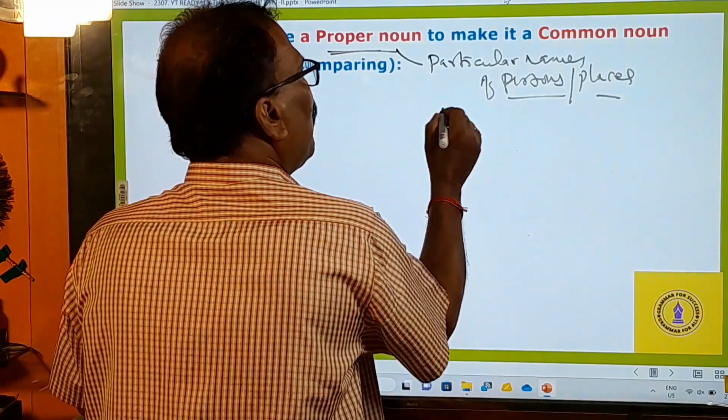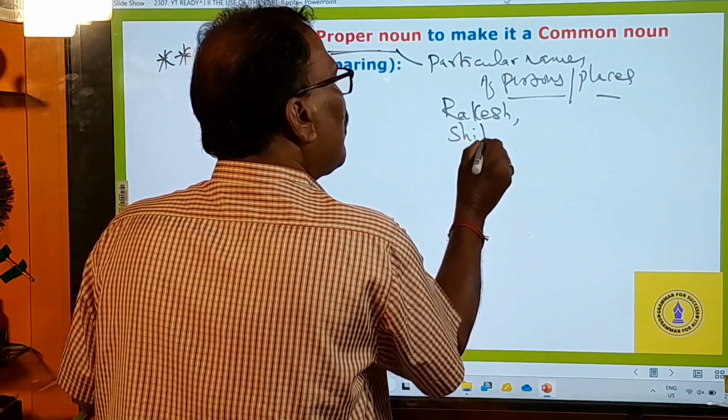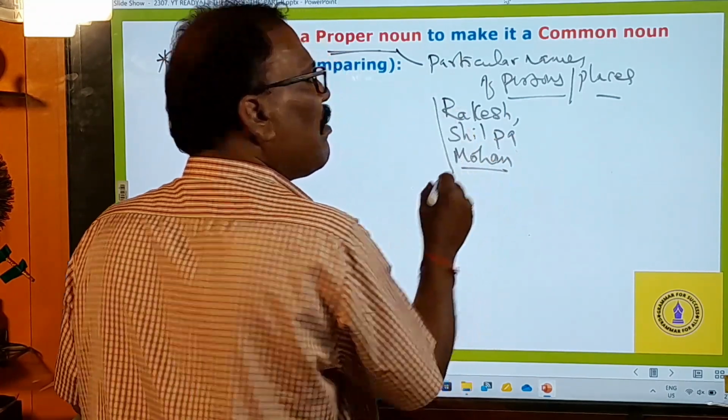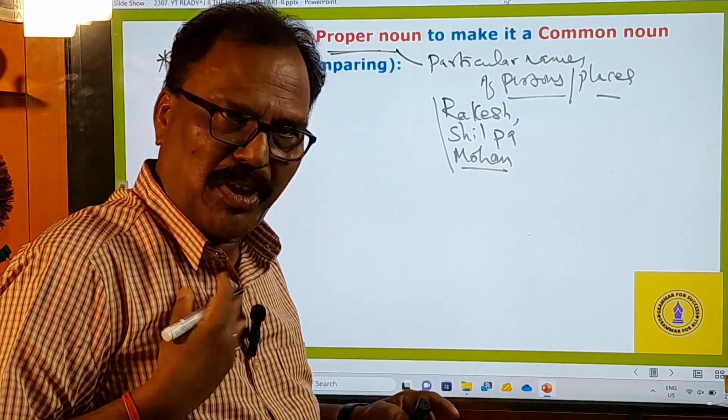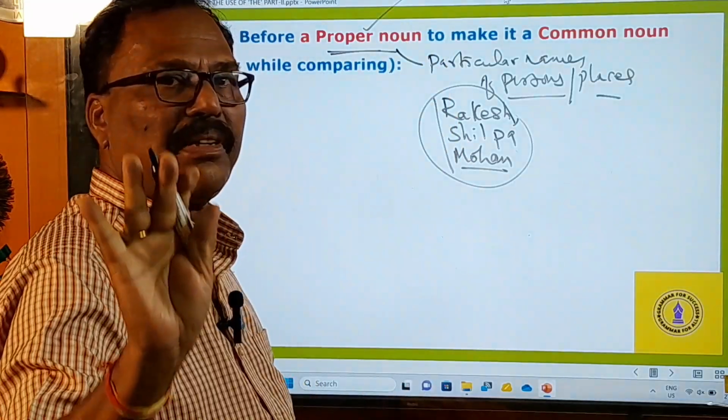Proper nouns. For example, Rakesh, it is his particular name. Shilpa, it is her particular name. Mohan, it is his particular name. My name, I'm Koresh Babu, it's my particular name. All particular names of persons are called proper nouns. Clear? Clear.